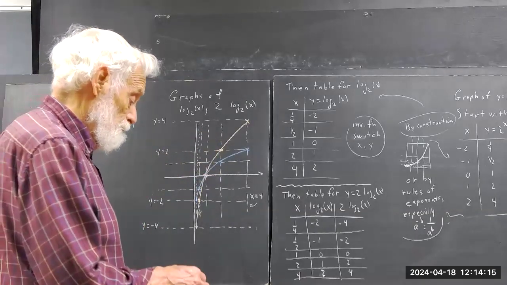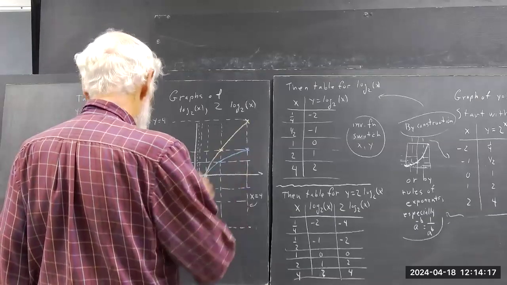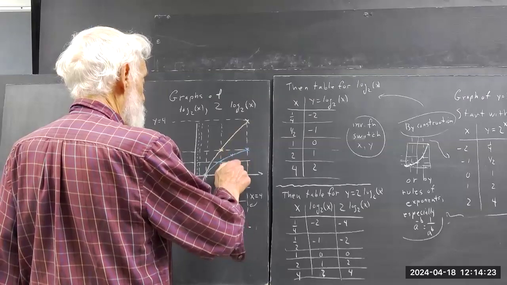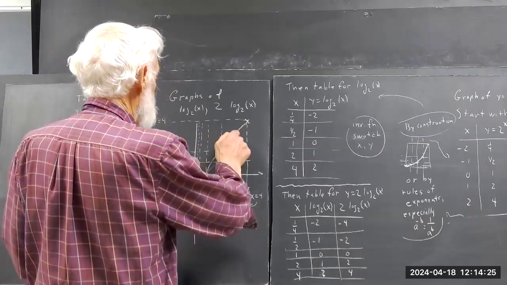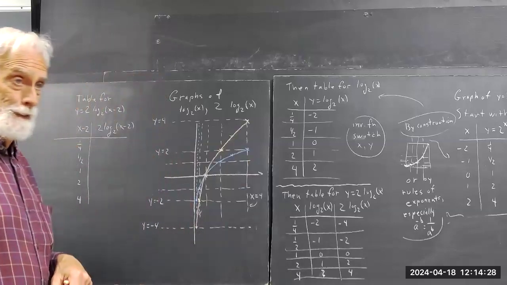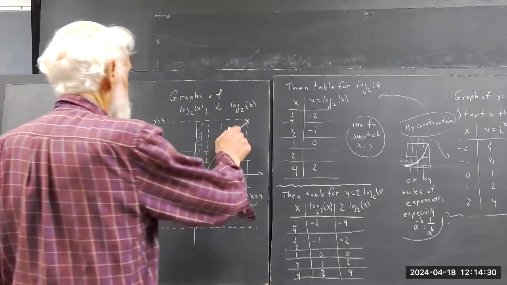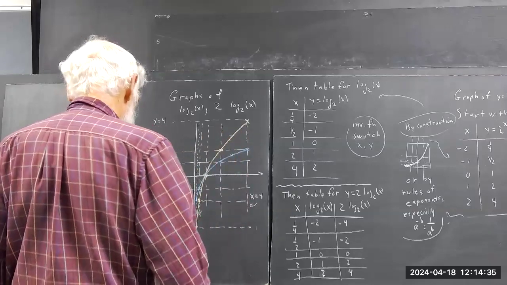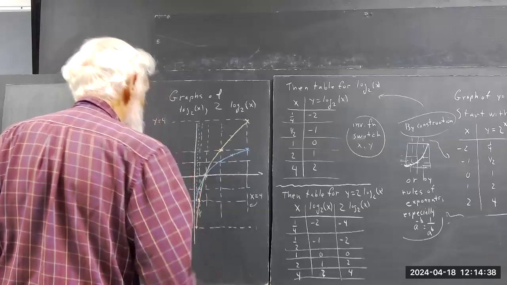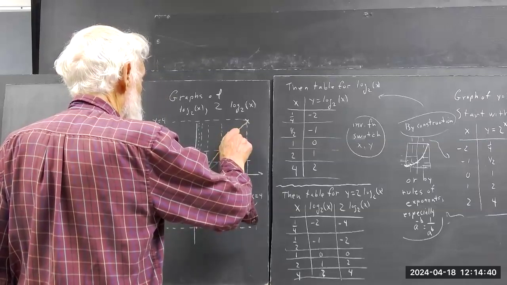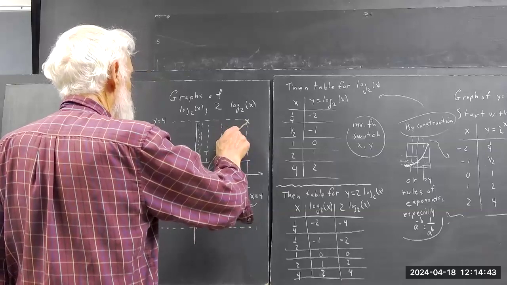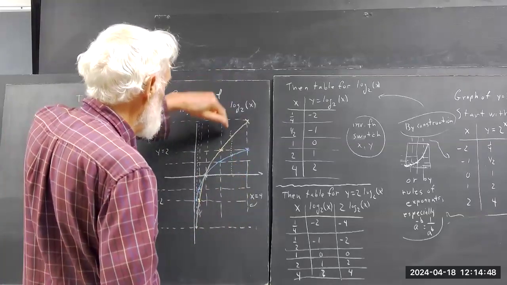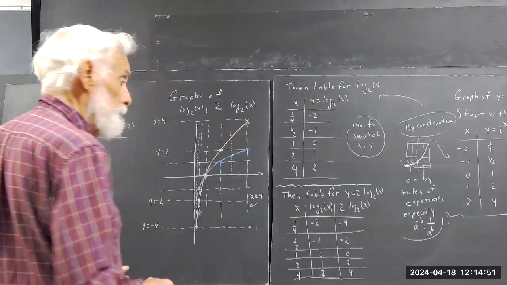If we wanted to locate where this point goes, we would go up twice as high, and lo and behold, we'd end up on this graph. For any value of x, we get a value on the graph of log base 2 of x. This is twice as great.